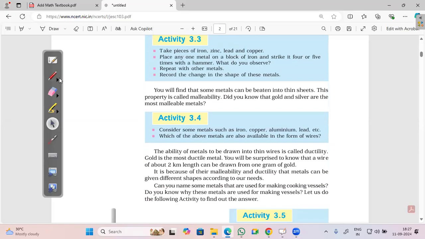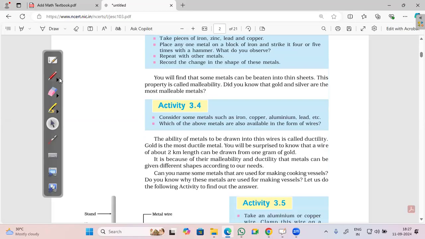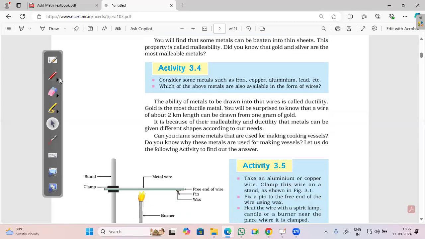Then the next property is ductility. Ductility means they can be drawn into wires. For gold, it is said that if you take 1 gram of gold, you can make a wire 2 kilometers long. So such metals have high malleability and ductility.